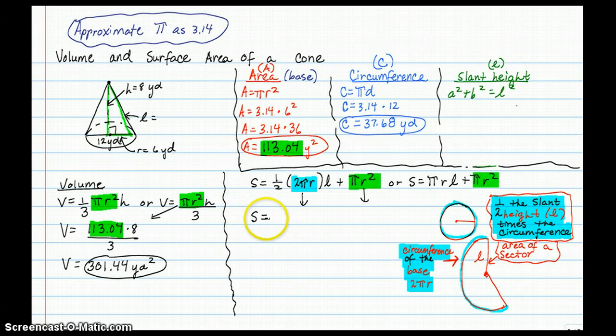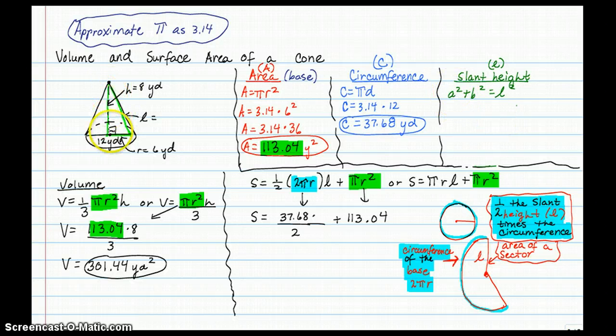So we've got S equals, we're going to divide by 2 because that's the same as taking 1/2. I've got 2 pi r right here, so there's my 37.68. Pi d is the same as 2 pi r, so that's 37.68. Now I'm going to need my L. I don't have that yet, I'll calculate that in a second. But then I've got my pi r squared right here. We already did pi r squared, which is 113.04. So I've got a bunch of my problem done. I just have to calculate L. So let's go ahead and calculate L now.